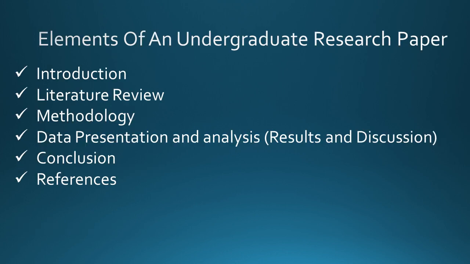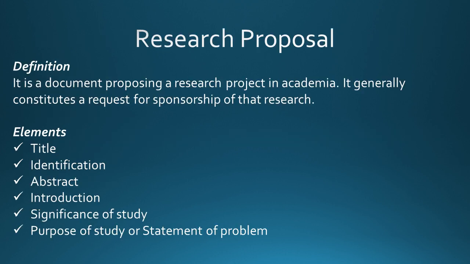Elements of an undergraduate research paper are introduction, literature review, methodology, data presentation and analysis, conclusion, references. In the coming episodes, I will take time to explain how to write each section separately. A research proposal. It is a document proposing a research project in academia. It generally constitutes a request for sponsorship of that research.